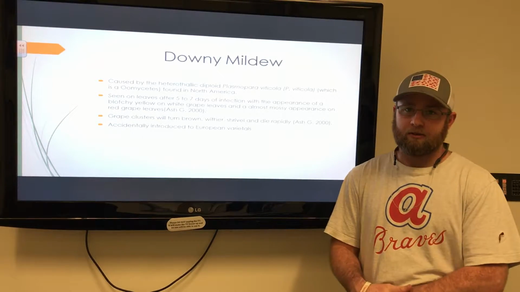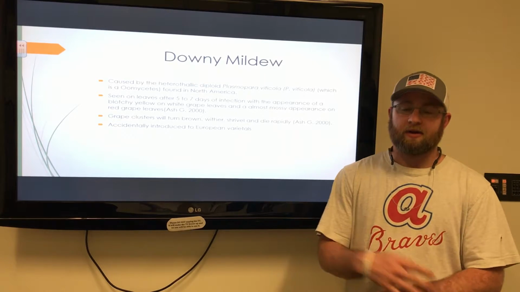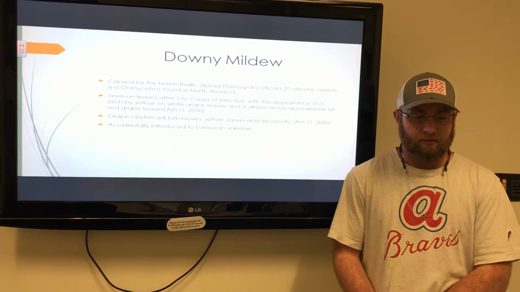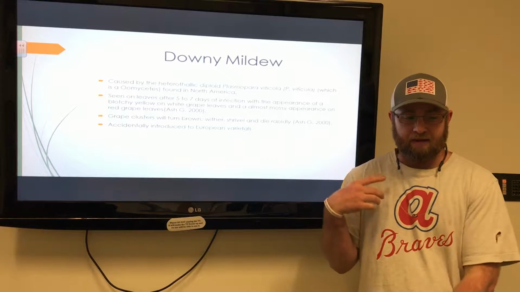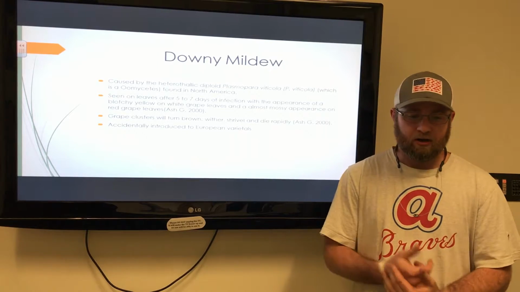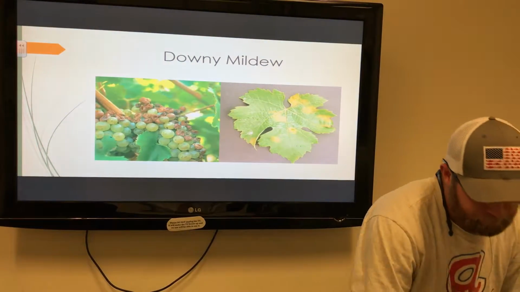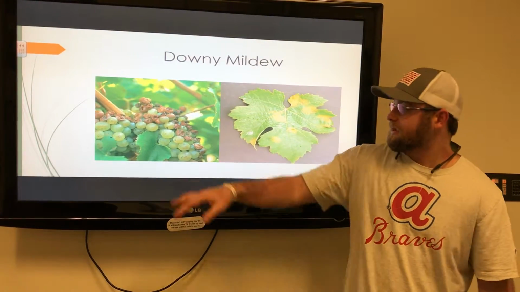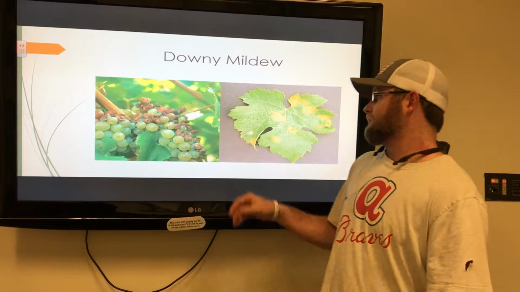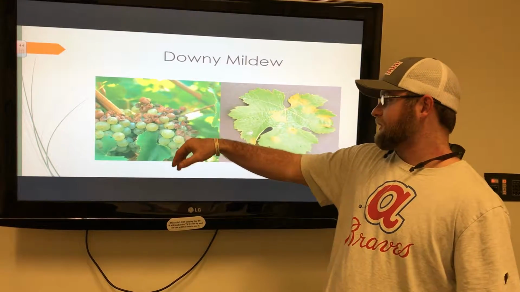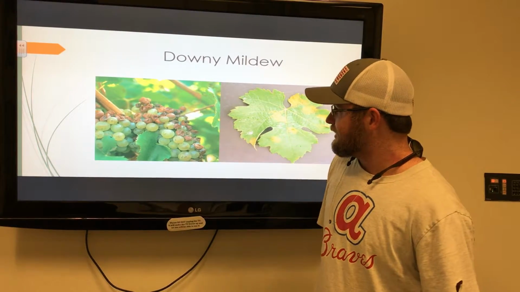Now for the grape clusters themselves, which we pick for harvest, the grape clusters are going to turn brown. After, they're going to wither, they're going to shrivel, and they're going to die rapidly. So this is a little bit of background on what it looks like. You can see here's the brown, the withering. They do die very rapidly right there.